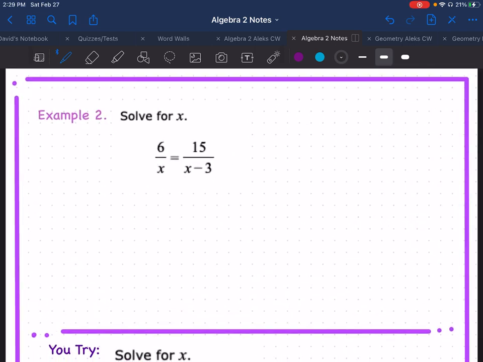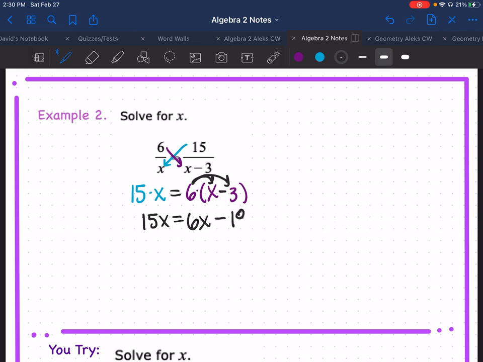All right, example number 2. Notice in example number 2, we have a very familiar cross multiplication problem. So we're going to go ahead and cross multiply. 15 times x and 6 times x minus 3. Now notice how I did the 6 times the x minus 3. That's because I have to make sure that I distribute. So I get 6x minus, because that's what's inside the parentheses, 6 times 3, 18.